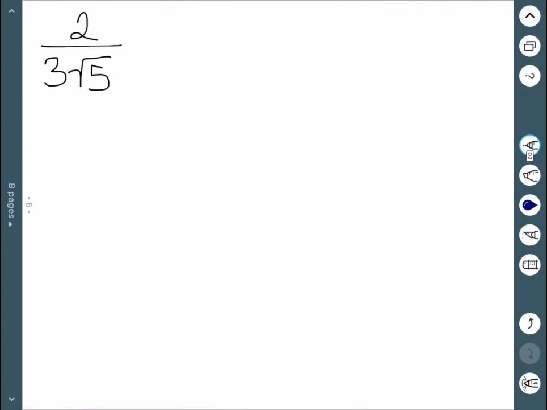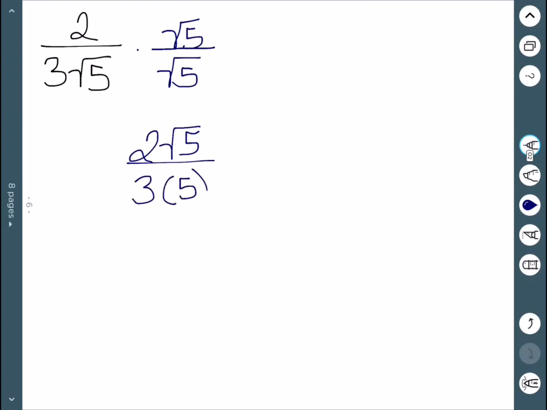Another example, to get rid of the root, we would need to multiply by itself, so the square root of 5 on the top and the bottom. On the top, I have a 2 square root of 5. On the bottom, I have a 3, and then the square root of 5 times the square root of 5 is 5. So this is 2 root 5 over 15.